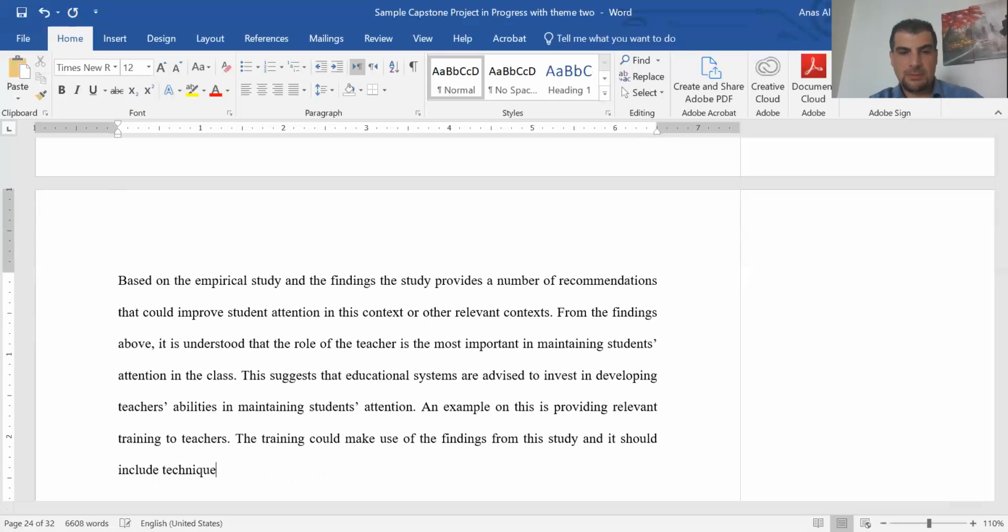techniques about using attention, using, for example, pair work activities, or material development.